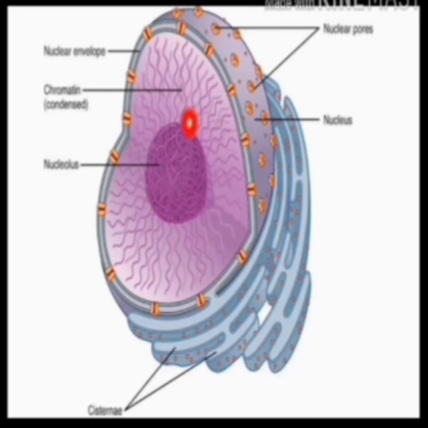Another structure or body is present which is known as the nucleolus. The nucleolus is formed by RNA and protein, and it also makes the protein and ribosomal RNA. The protein is the subunits of ribosomes. In this way, it makes the ribosomes.